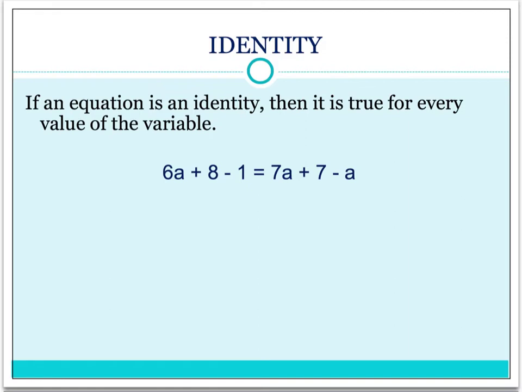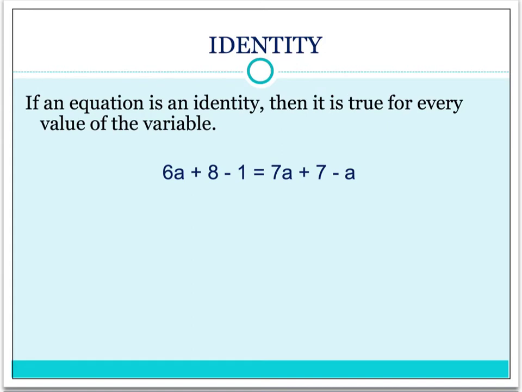In this example, I see that I have an A on the left-hand side of the equal sign. I also have an A on the right-hand side of the equal sign. So using all of the steps that I know, I have to get these two A's together. I have to combine like terms.